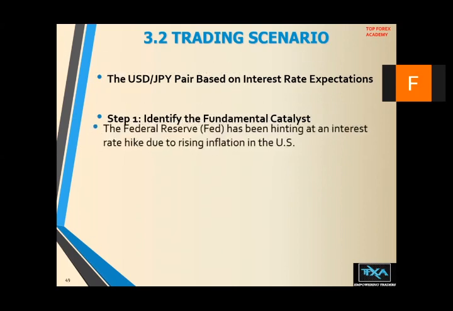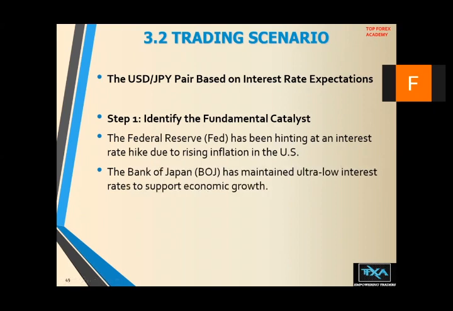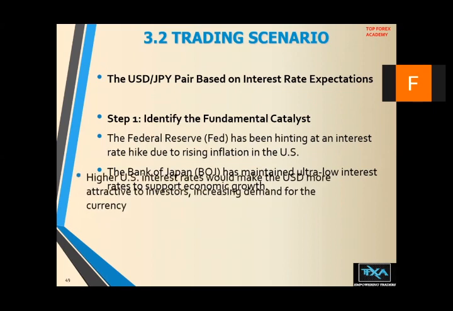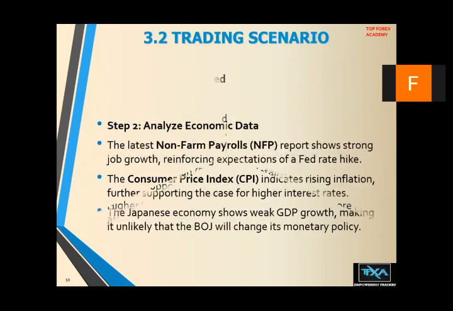When you're doing so, you check the Federal Reserve to be sure that they are hinting at an interest rate hike due to rising inflation in the US. You also check data perhaps to see that the Bank of Japan has maintained ultra low interest rates to support their own economic growth. Higher US rates would make the USD more attractive to investors, increasing demand for US currency.